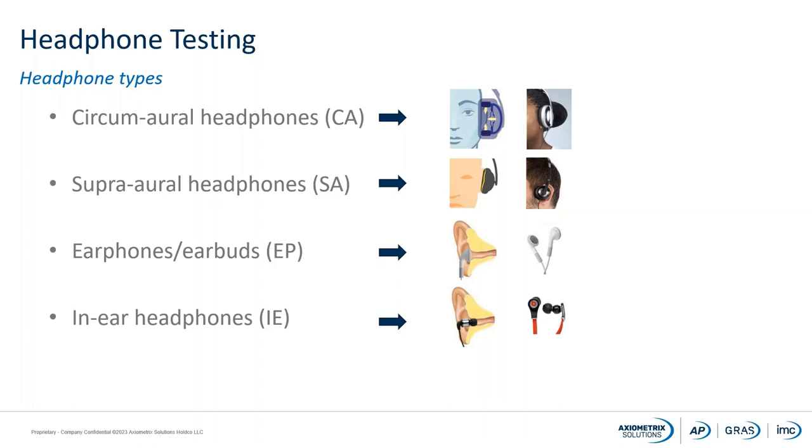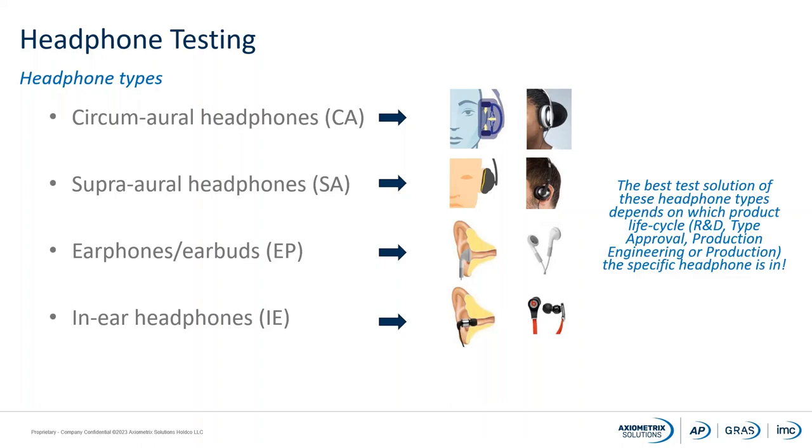We do also have another type called supraaural headphones, also called on-ear headphones. These are actually sitting on the ear and pressing on the pinna. Then we have earphones or earbuds placed in the ear entrance, just in front of the ear canal. And in the end, we have in-ear headphones, headphones which are actually placed in the ear canal.